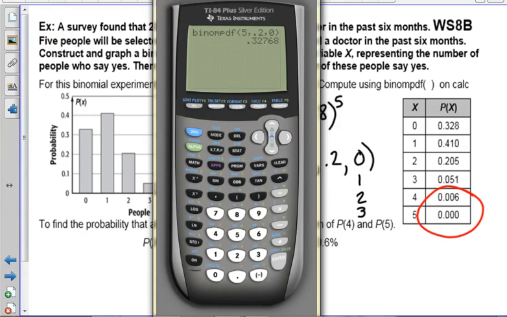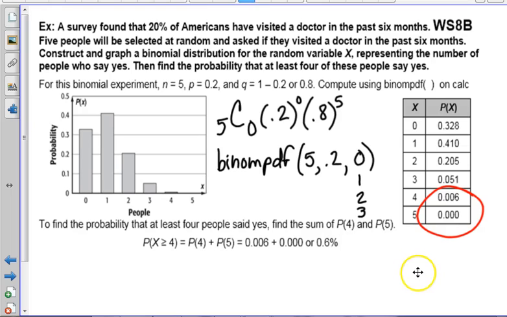So then it said, this is the probability distribution table that they asked to do. And it said find the probability that at least 4 people say yes. At least 4 was either 4 or 5. So we did the probabilities and added them together, which if you did it in the calculator, I think you get a slightly different number.